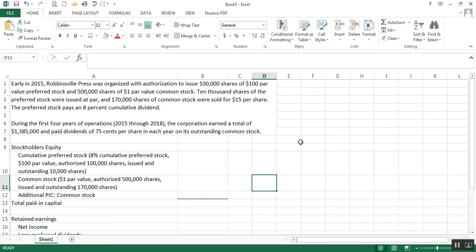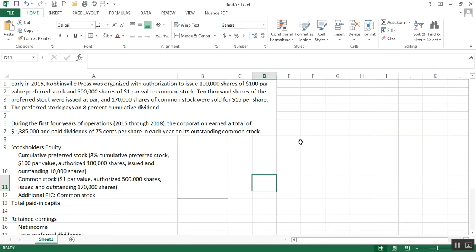This is a quick video showing you an example of what I mean when I say show your work in Excel and show your formulas as opposed to hard coding information. So here we have an example where we're going to put together a partial balance sheet, and specifically the stockholders equity section.